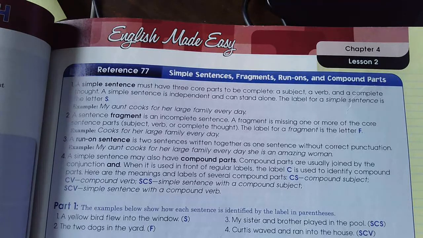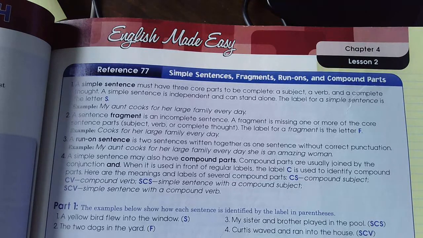Number 1, a simple sentence must have 3 core parts to be complete: a subject, a verb, and a complete thought. A simple sentence is independent and can stand alone. The label for a simple sentence is the letter S. Example: my aunt cooks for her large family every day.